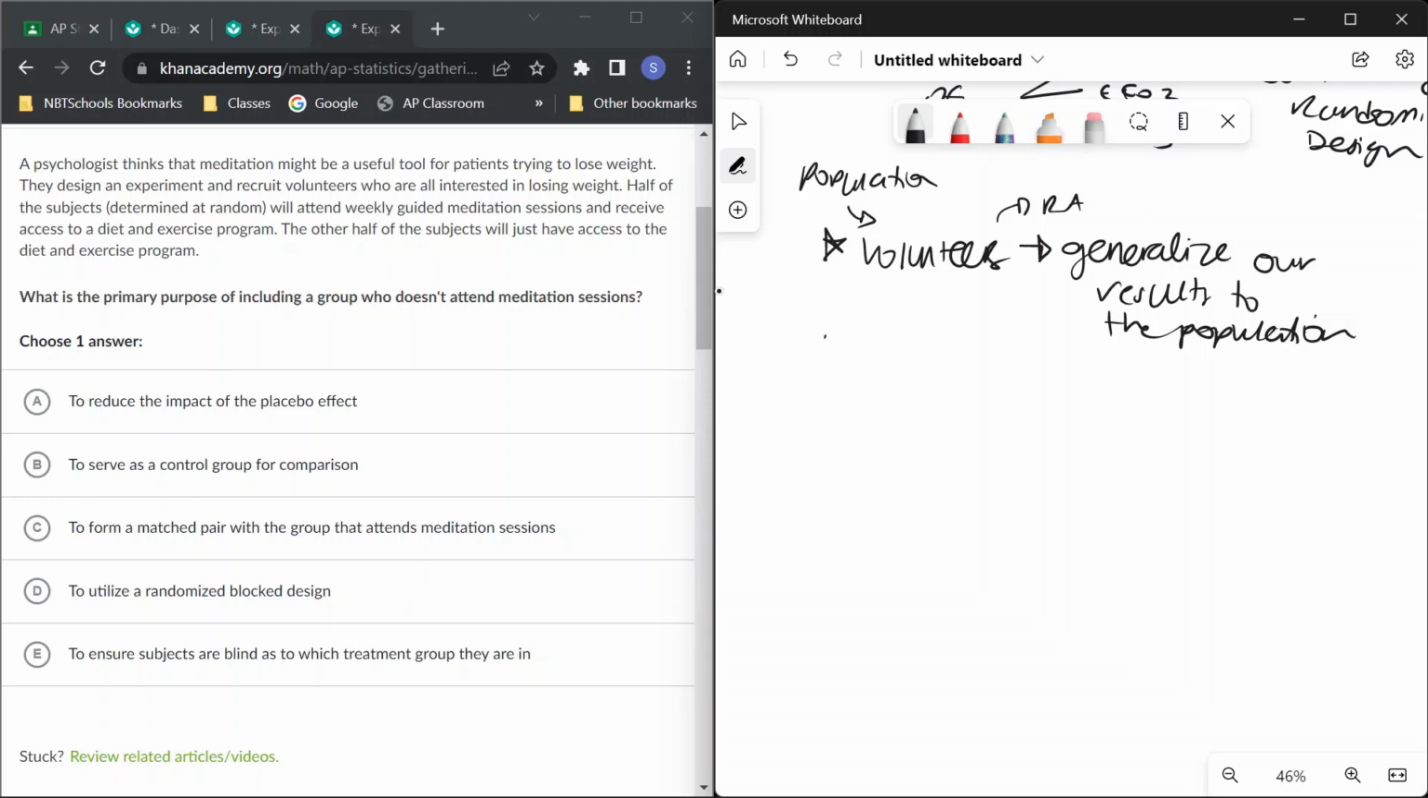But when you have the population, right, and you go straight to randomly assigning from the population to your different treatments, then you can generalize your results to the population.